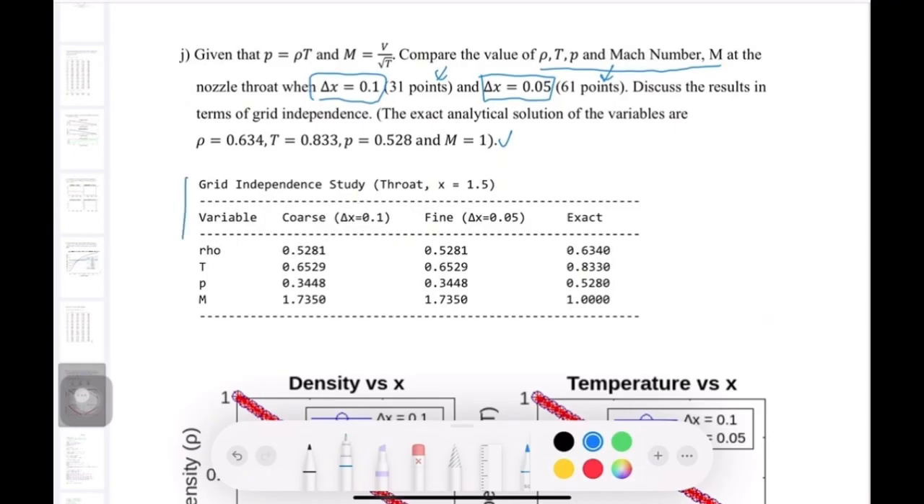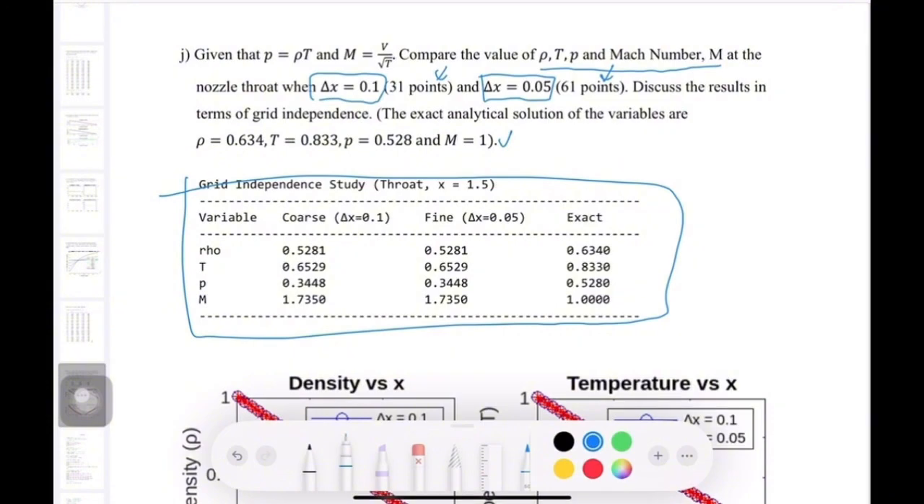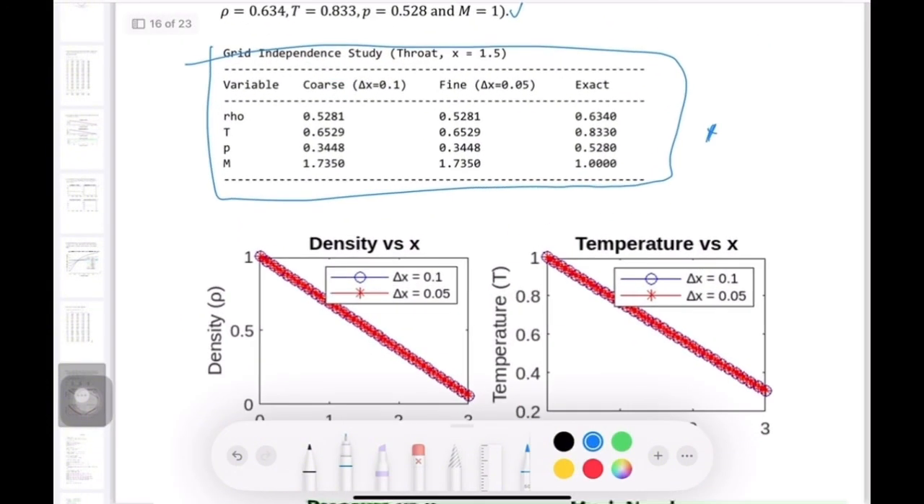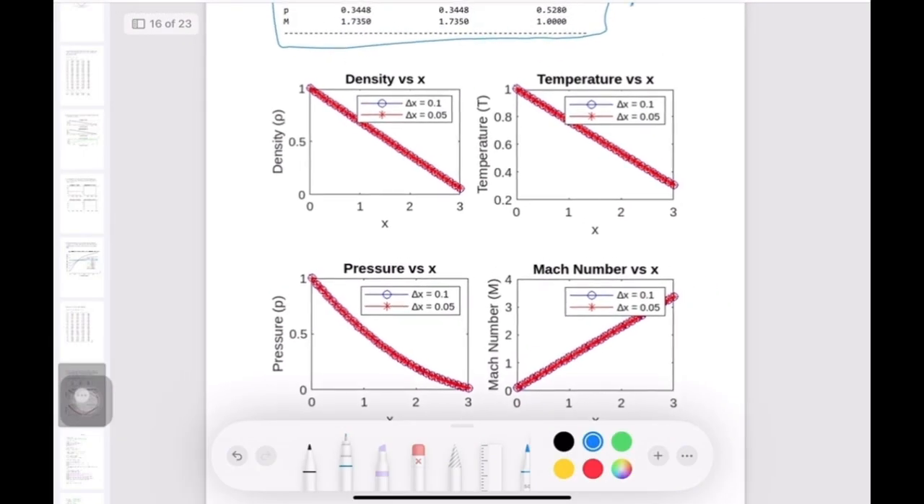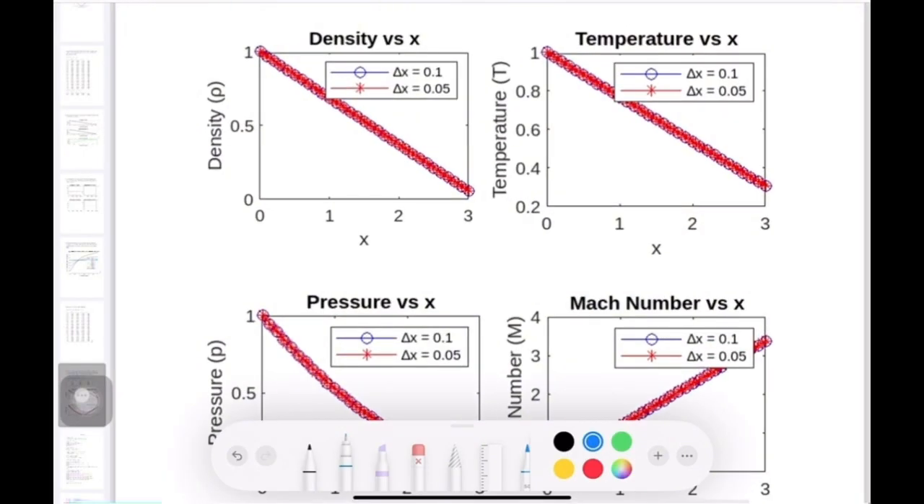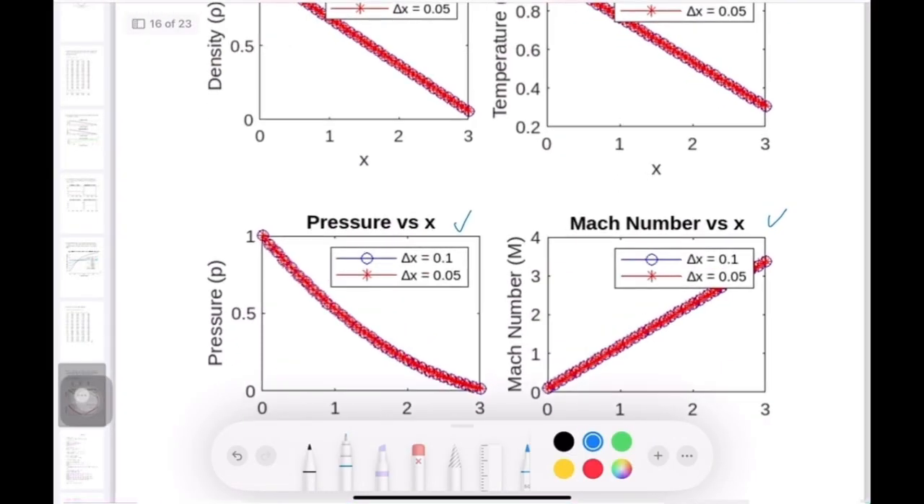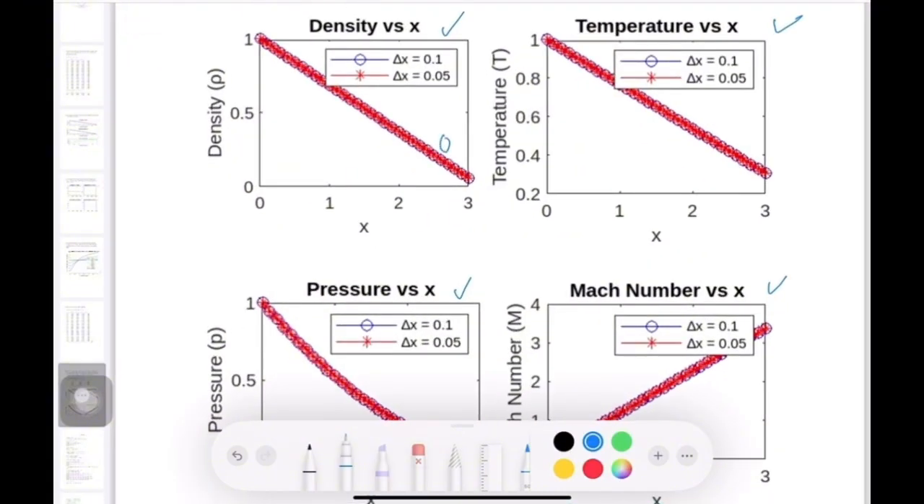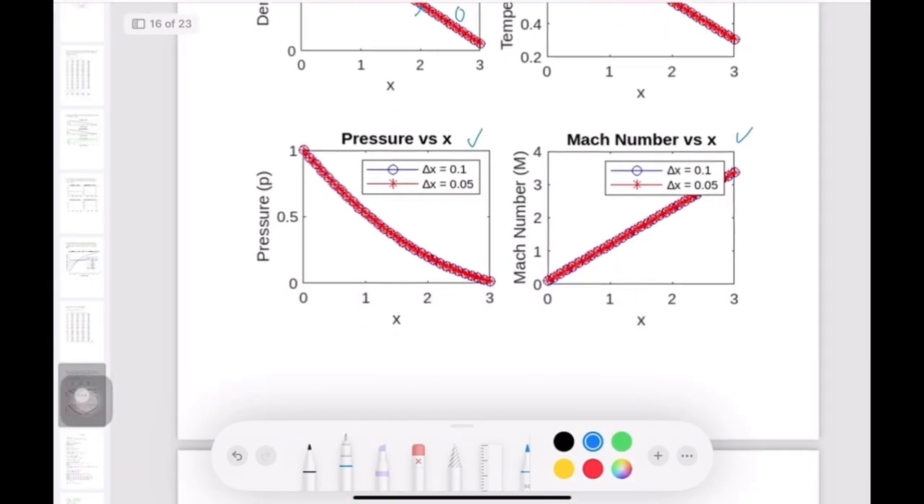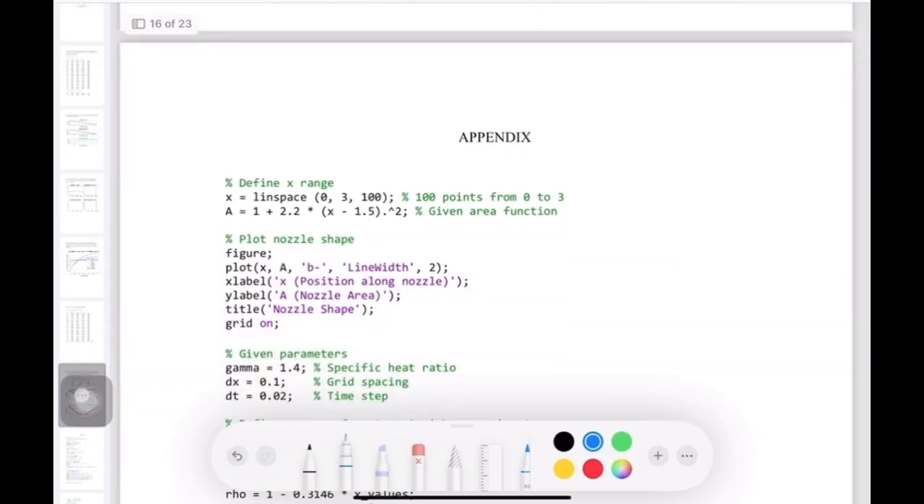So this is the grid independence study for the throat, x equal to 1.5. And here is the graph for density versus x, temperature versus x, pressure versus x, and Mach number versus x. The blue one is for delta x equal to 0.1 and the red one is for delta x equal to 0.05.